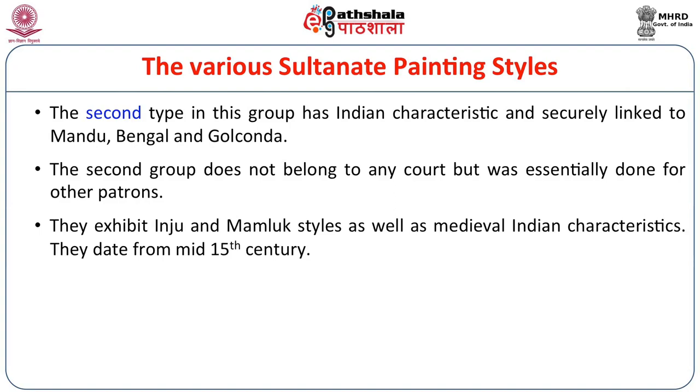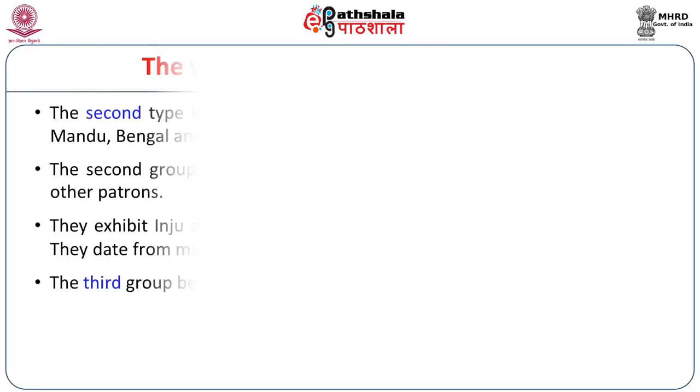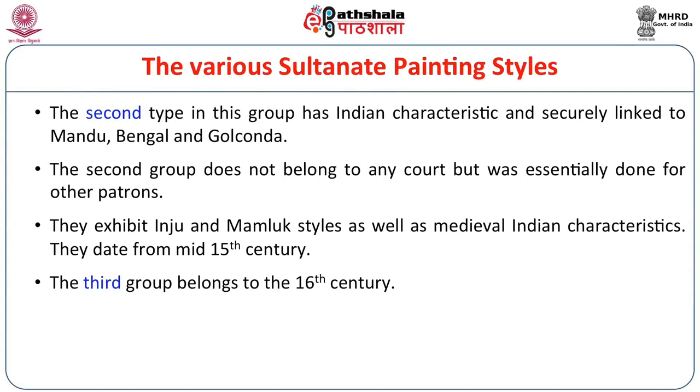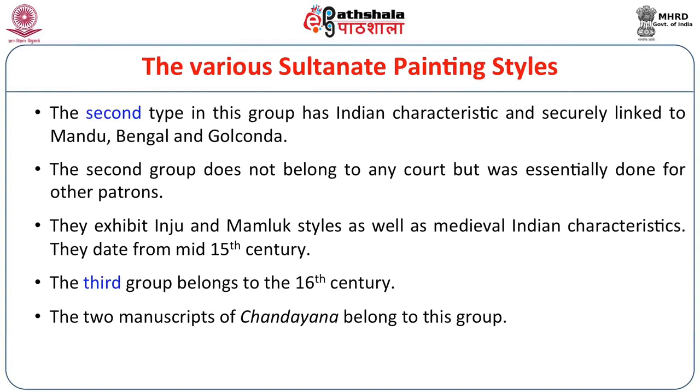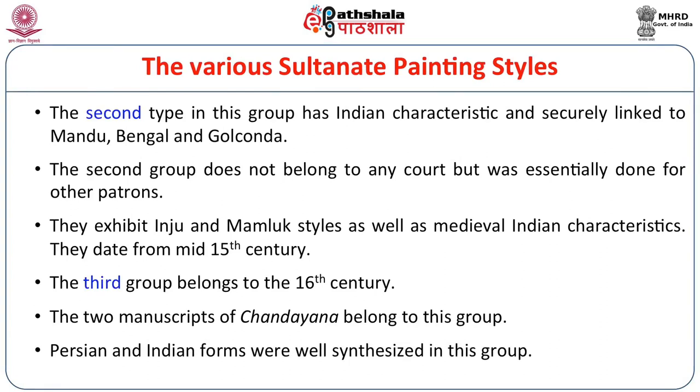They date from mid-15th century, but of course we cannot tell that all the characteristics of the Injus, Mamluks or Indian were there. The third group belonged to the 16th century, or we can say late 16th century. The two manuscripts of Chandayana belong to this group. Persian and Indian forms were well synthesized in this group.